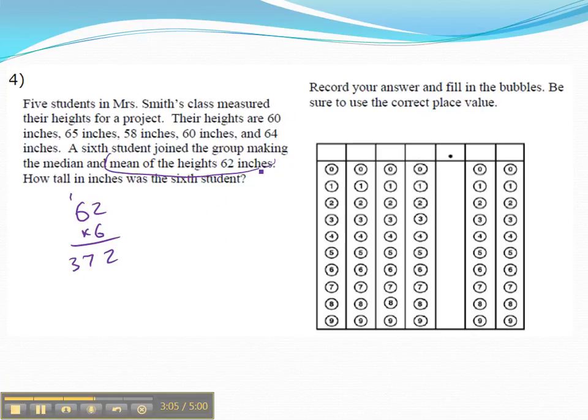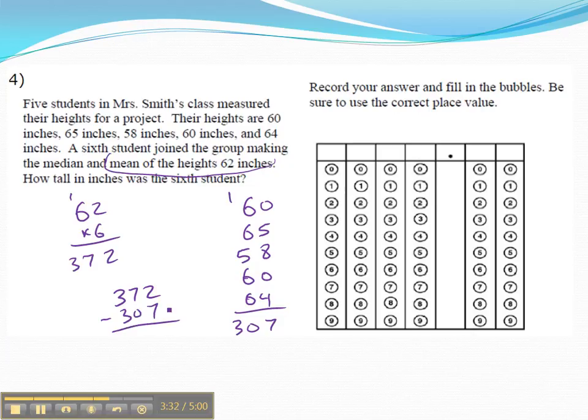So let's find the total height of the 5 students we had before. We have 60 inches, 65, 58, 60, and 64. 5 and 8 is 13, and 4 is 17, carry the 1. 1 and 6 is 7, and 6 is 13, and 5 is 18, and 6 is 24, and 6 is 30. So that's 307. So this student must be 372 minus 307, or 65 inches.